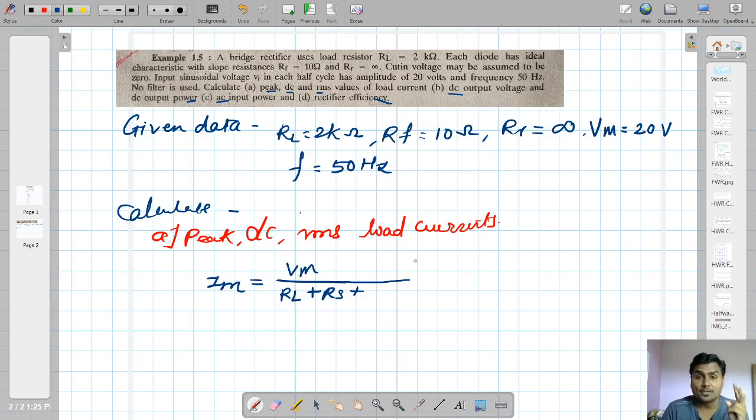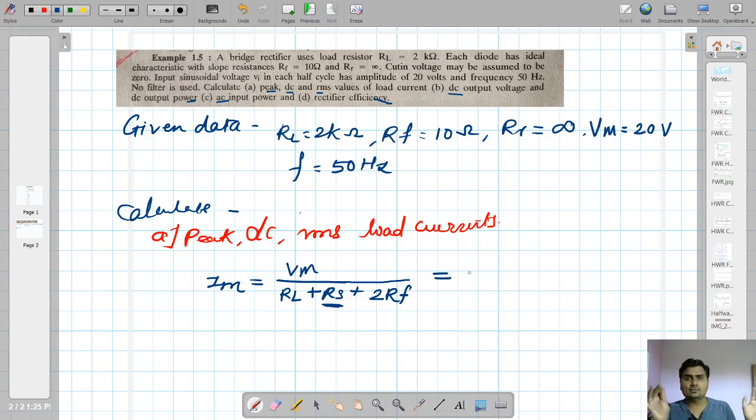In bridge rectifier, two diodes will come in picture at once, and the remaining two diodes will come in picture in the next half cycle. It means during positive half cycle, two diodes were conducting. During negative half cycle, two diodes are conducting. It means in one cycle, two diodes came in picture. So it should not be only RF, it must be twice of RF. See what I'm writing, it is twice of RF. And the same thing, RS is not given. If RS is not given, neglect it, assume it as 0, and then calculate the rest of the things.